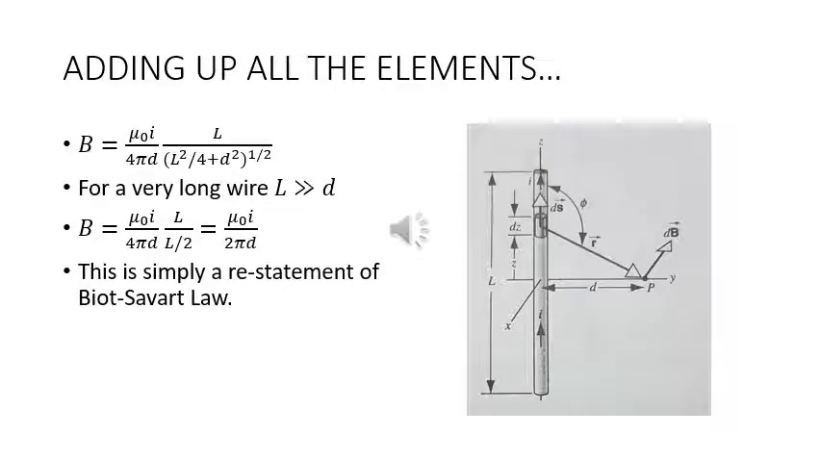Adding up all the elements, B is equal to mu 0 I upon 4 pi d times L upon under root of L square by 4 plus d square. For a very long wire, L is very much larger than d. Therefore, B comes out to be equal to mu 0 I upon 4 pi d times L upon L by 2, which is equal to mu 0 I upon 2 pi d.